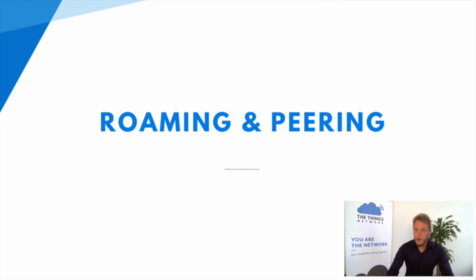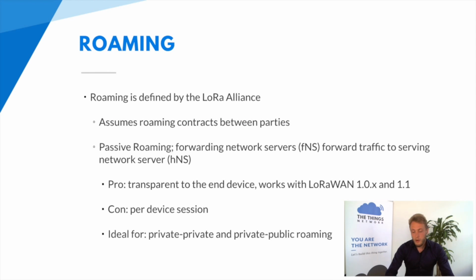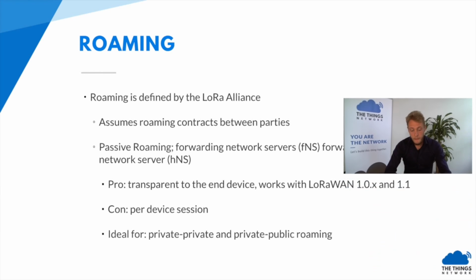There are two ways to exchange traffic between networks: roaming and peering. Roaming is defined by the LoRa Alliance, and it assumes roaming contracts between networks. There are two ways of roaming, passive roaming and handover roaming. In passive roaming, the forwarding network server forwards traffic to the serving network server. The benefit of this is that it's transparent for end devices and that it works with any LoRaWAN version. The downside is that there has to be a roaming session set up for each end device. And this is ideal for private-to-private and private-public roaming.